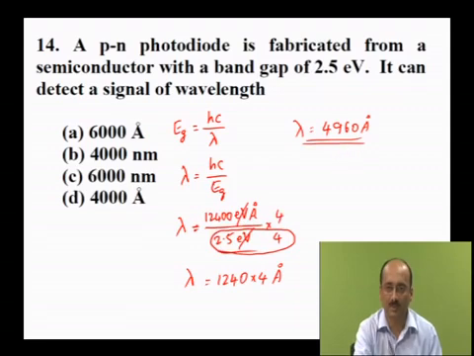Any wavelength which is greater than this will not be able to cause excitation, so it will not be detected. For the photodiode to work, any wavelength that falls on this device should be lesser than this. The first one you can rule out because it is 6000 angstrom. Second one is 4000 nanometer, which if you convert into angstrom, will be 40,000. This also you can rule out. This is 60,000. So the choice will be 4,000 angstrom, D.